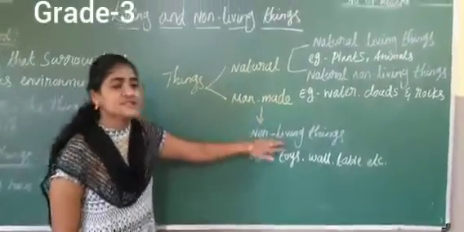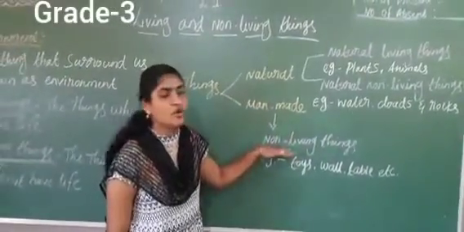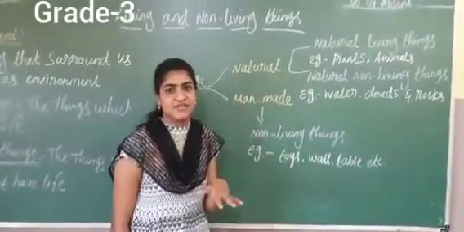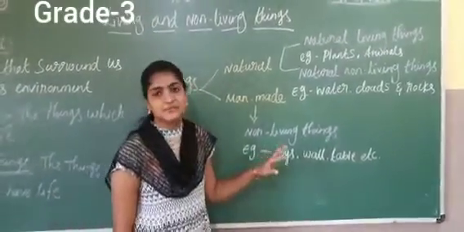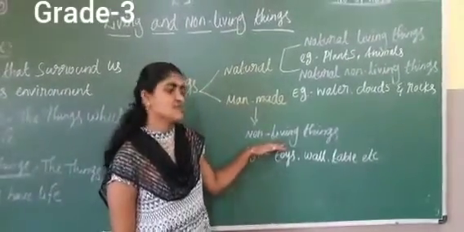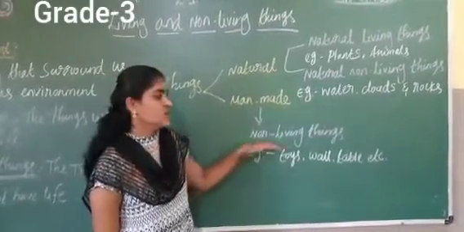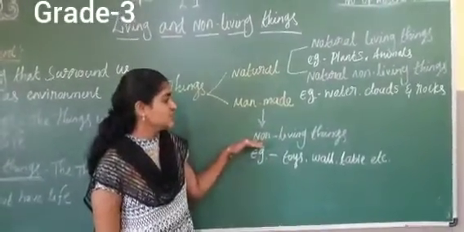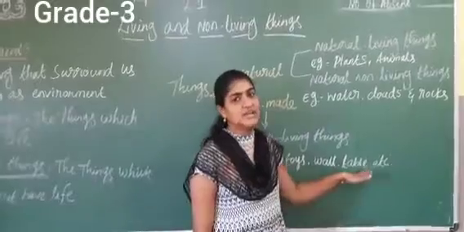Man-made things are always non-living things. Man cannot make living things, he can only make non-living things. For example, toys are made by man, and walls, buildings, table, chair, television, fan, washing machine. Like this we can give different examples for man-made things. Those are non-living things. Even the computer comes under non-living things. So man-made things are always non-living things. Man cannot make living things, only non-living things. Example, toys, wall, table, etc.